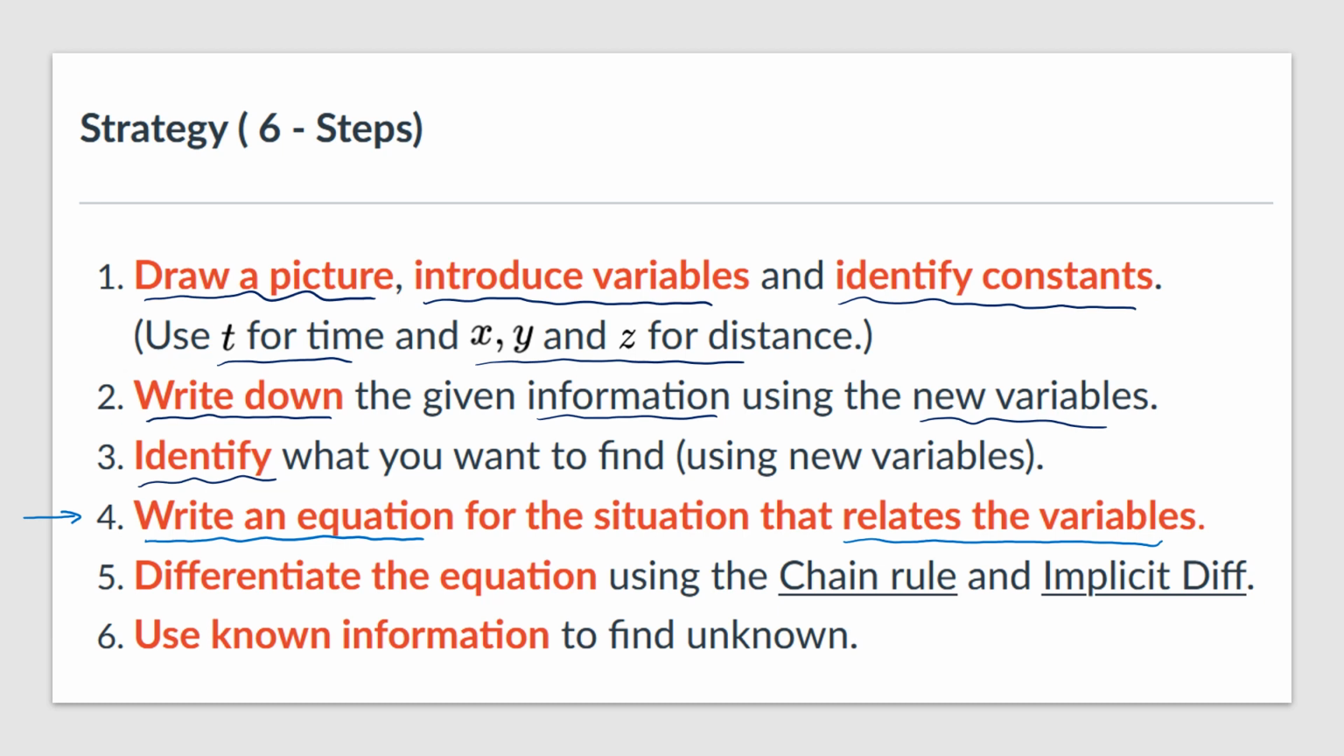And then we differentiate the equation using implicit differentiation and the chain rule. That's the main tool here. And then we find the unknown. We use the known information to find the unknown information. So those are the 6 major steps in related rate problems. Now let's go one by one.